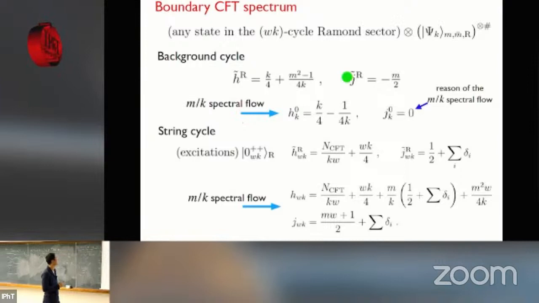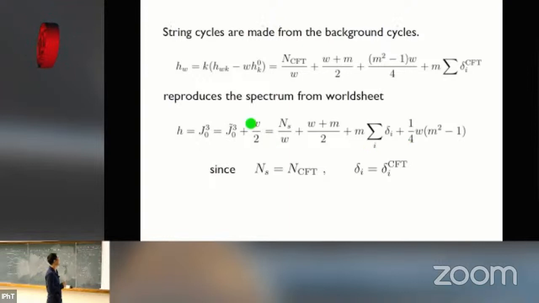Okay. So here we compute the background dimension and charge and do the spectral flow, we get this one, and the charge is zero. So it's a simple result of doing the m over k spectral flow. And we also find this dimension and charge for the string cycle, and we do this spectral flow. And here we subtract the background energy as we scale the energy by k. Then we get the dimension, and we can see this is exactly the same as the spectrum from the worldsheet. Okay, so here we find this map. So we can match the spectrum for string theory on the AdS3 orbifold, the simple orbifold and the general orbifold.